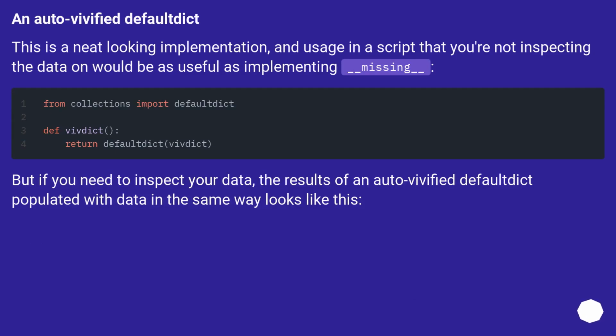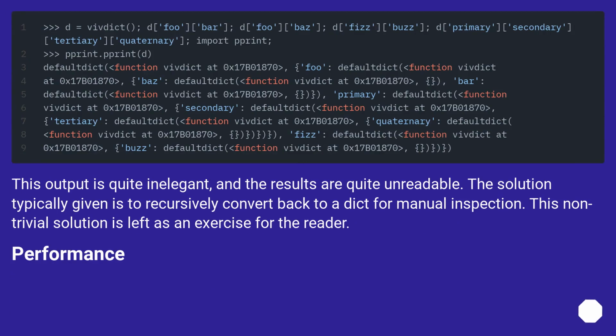An auto-vivified defaultdict. This is a neat looking implementation, and usage in a script that you're not inspecting the data on would be as useful as implementing __missing__. But if you need to inspect your data, the results of an auto-vivified defaultdict populated with data in the same way looks like this. This output is quite inelegant, and the results are quite unreadable. The solution typically given is to recursively convert back to a dict for manual inspection. This non-trivial solution is left as an exercise for the reader.